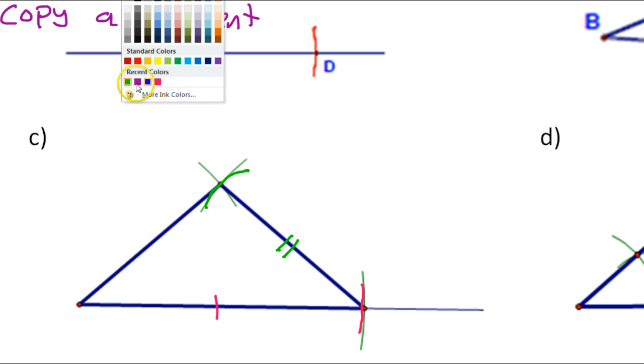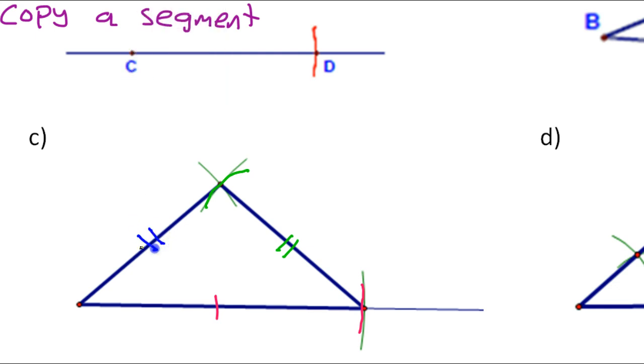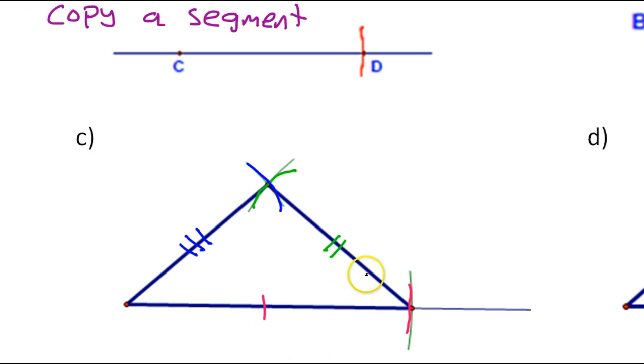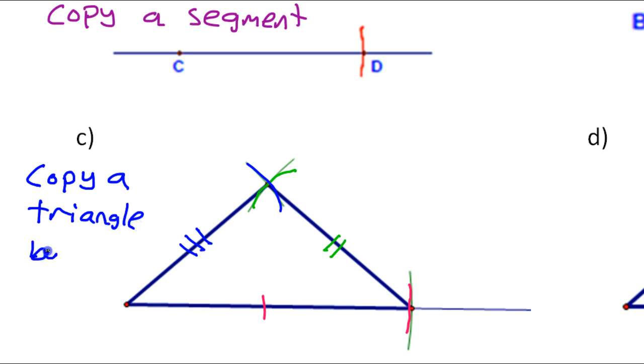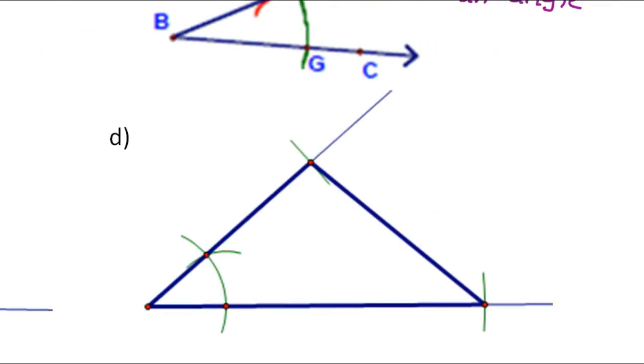And then we must have copied another segment, and that's where this arc came from. So that's side, side, side. No angles, all sides. So that's why the answer is going to be that this is a picture of what it looks like when you copy a triangle by the side, side, side method. So this was copying a triangle by side, side, side.